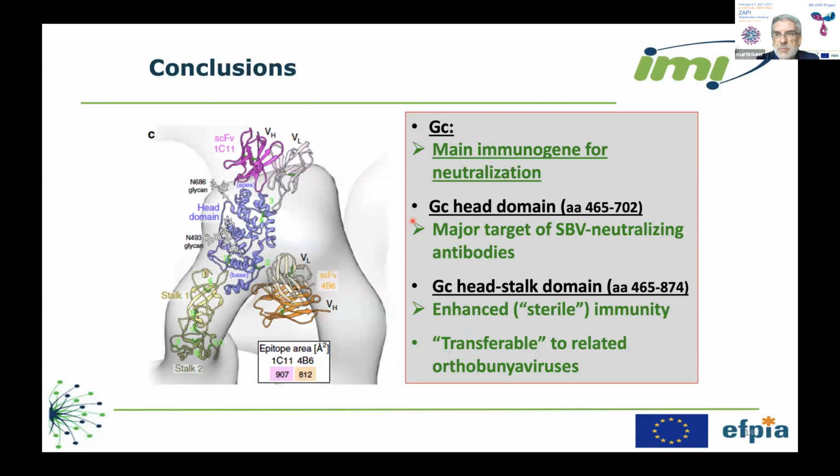So if I summarize the Schmallenberg part, we have Qc as the main protein for immunogenicity. We have the Qc head domain where more or less all the neutralization is focusing on. And we can enhance this, what we learned from the structure, from a stabilizing stalk domain. And then we get in our first experiments an enhanced sterile immunity, and we could also transfer this to related orthobunya viruses. So I think we could fulfill this ZAPI goal we had here for the model virus Schmallenberg.